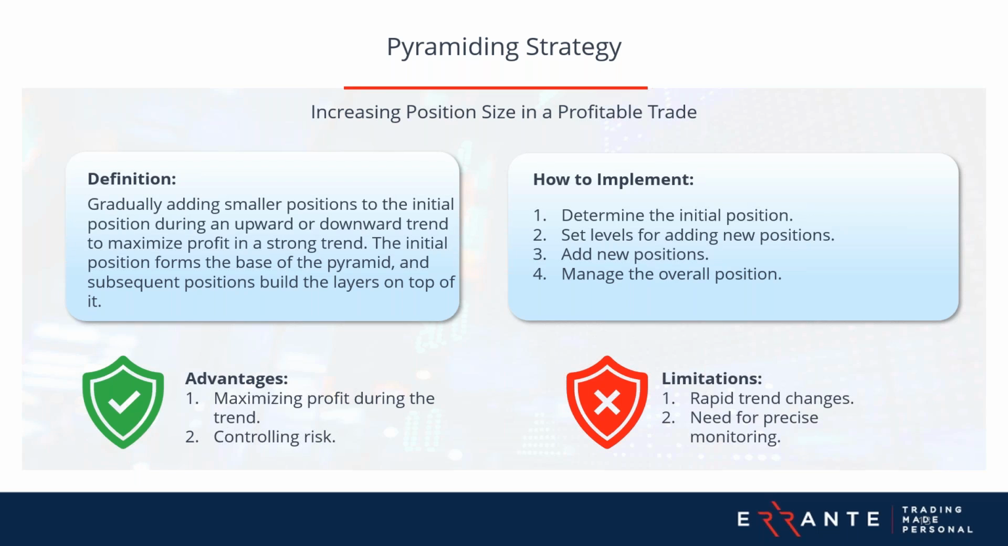One of the primary challenges of pyramiding is the risk of rapid trend reversals. What does it mean? It means if the market suddenly changes direction, the added positions can quickly turn profitable trades into losses. Therefore, it's essential to have a well-defined exit strategy and stop loss levels for each layer. Always be prepared to act swiftly to protect your capital.